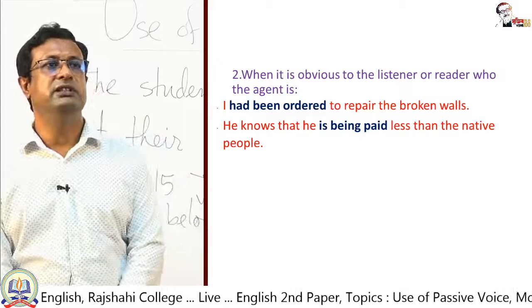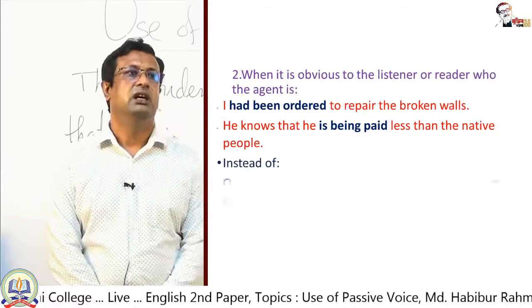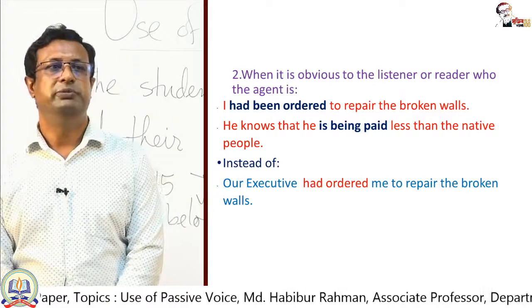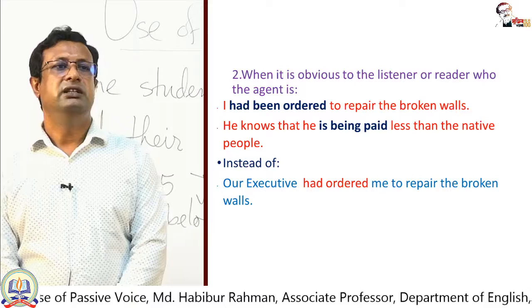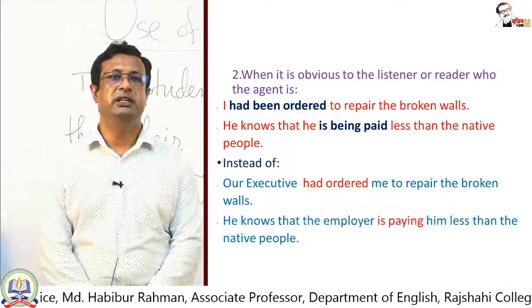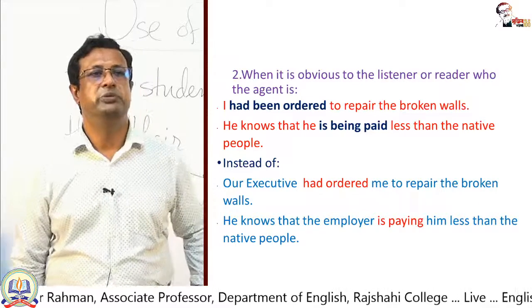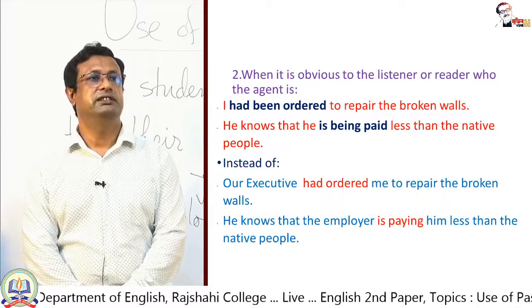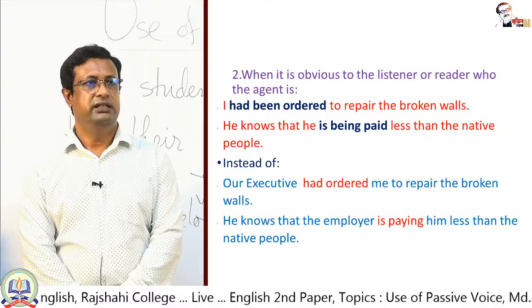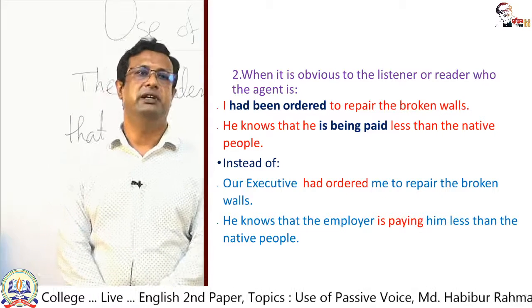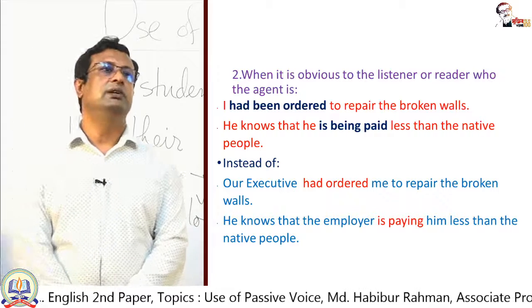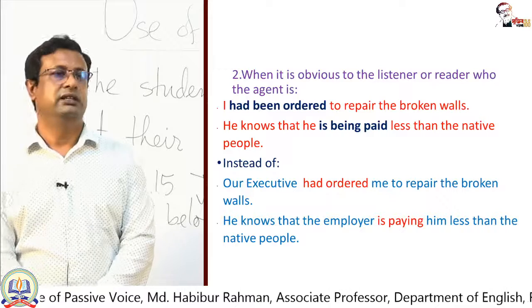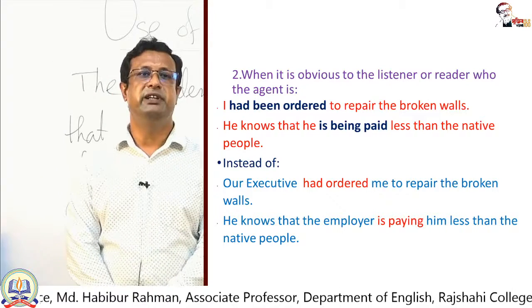So, instead of using these two sentences, our executive had ordered me to repair the broken walls, and he knows that the employer is paying him less than the native people. So, which sentences are better? The first two sentences are better than the next sentences. Our executive had ordered me. Our executive has been excluded here, has been eliminated, has not been mentioned here. He knows that the employer is paying him less.